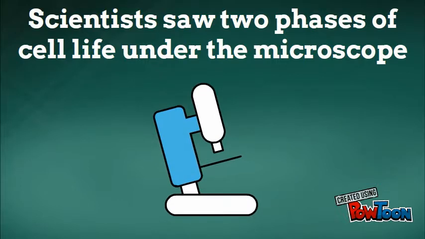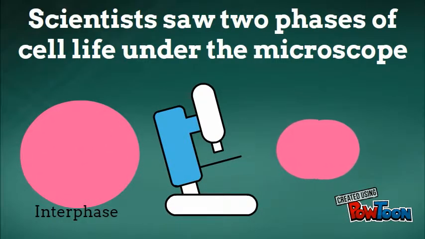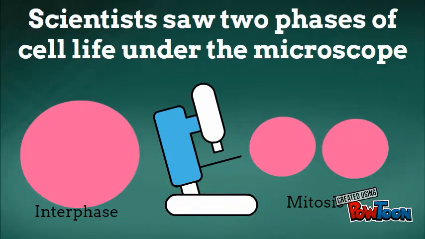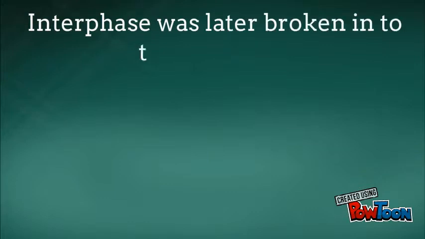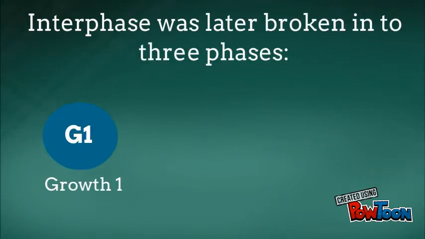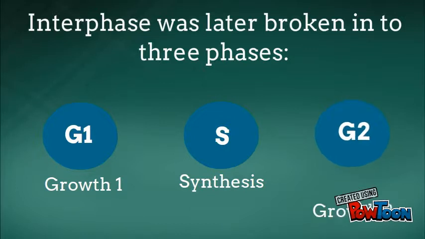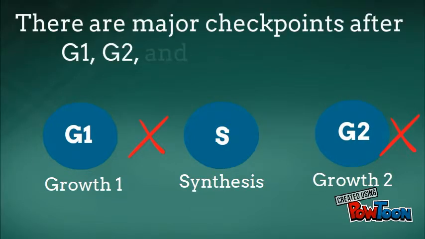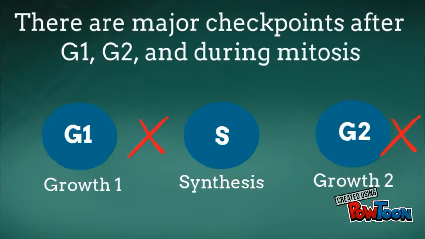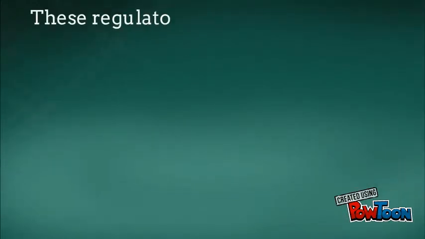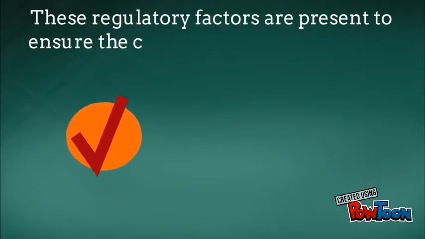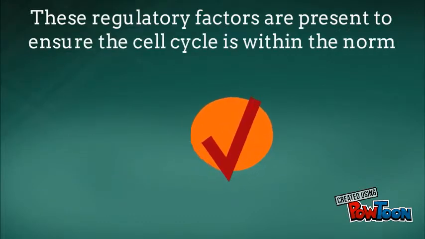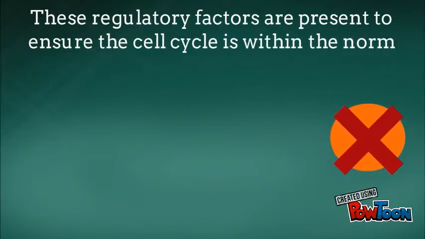Scientists initially saw two phases of cellular life under the microscope. These were termed interphase and mitosis. Interphase was later broken down into the growth 1, synthesis, and growth 2 phases. These are major checkpoints during and after mitosis. These factors are present to ensure the cycle is running smoothly.